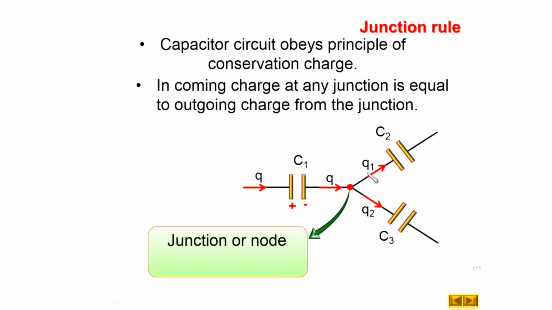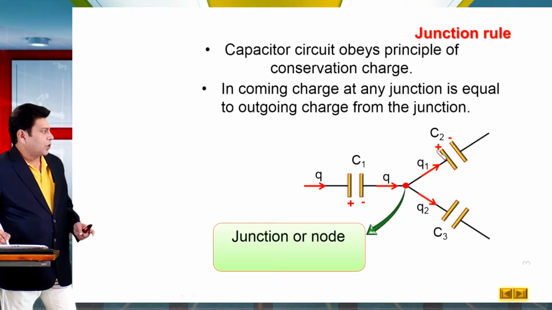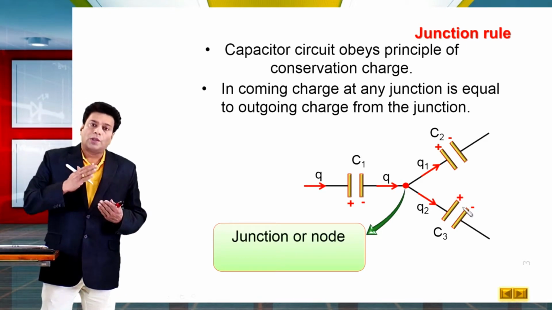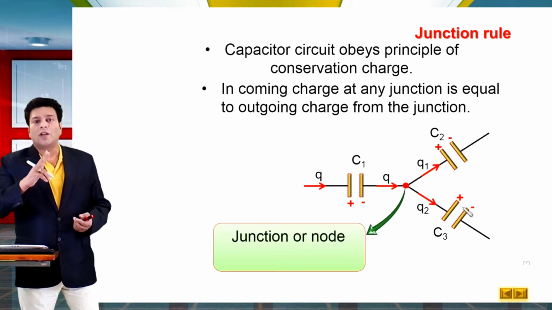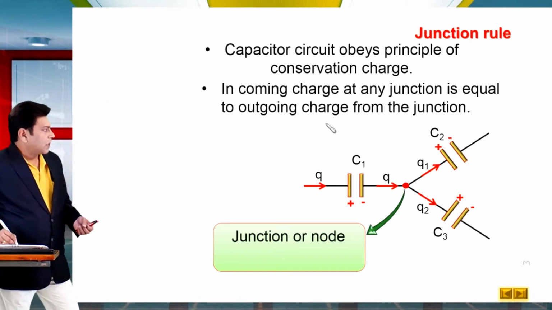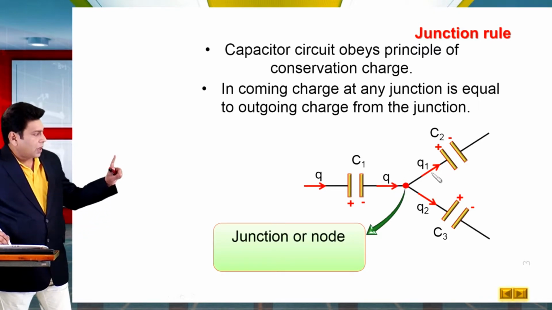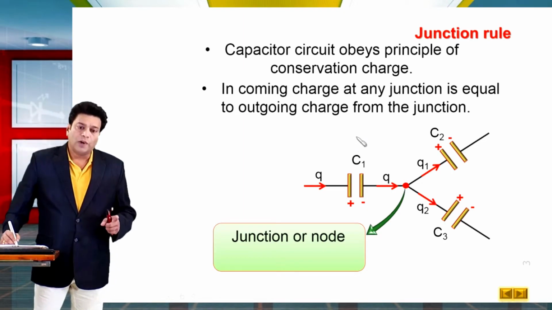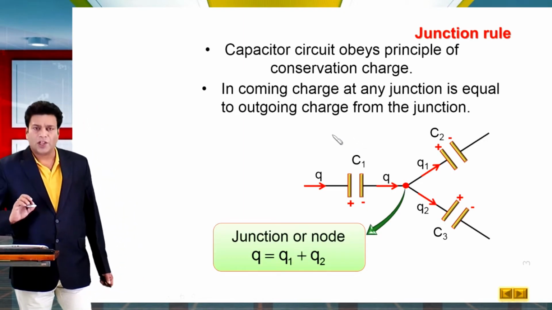Now, we have discussed that if charge is entering a plate, it will become positive. If charge is moving away from the plate, the charge of the plate should be negative. So, here we can write this is positive and this is negative, and similarly this should be positive and this should be negative. And according to the junction rule, incoming charge should be equal to outgoing charge. That means Q is the incoming charge, outgoing charge is Q1 and Q2. So, here we can write Q equal to Q1 plus Q2. This is the junction rule.